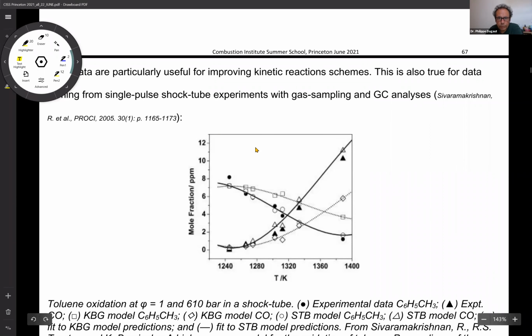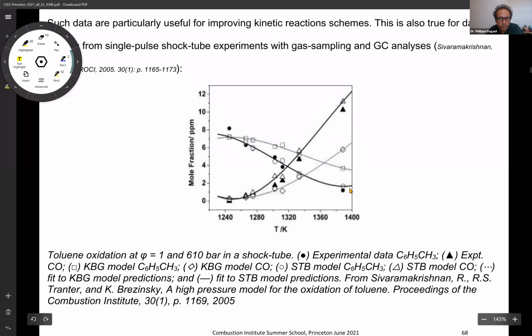So the fuel is here, and they probe the formation of CO here. They have two types of initial conditions, which is the reason why you have open and closed symbols, and the modeling is represented by lines. So again, you can see that there is very good agreement between the shock tube data and the modeling under these conditions.